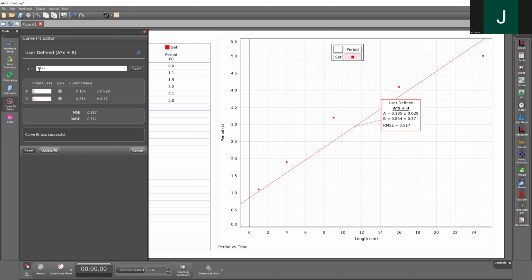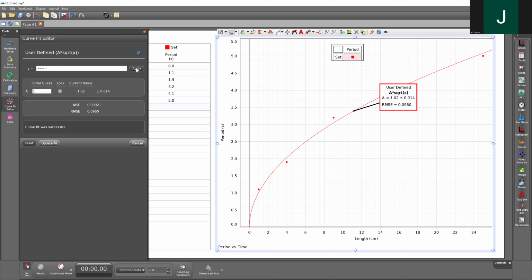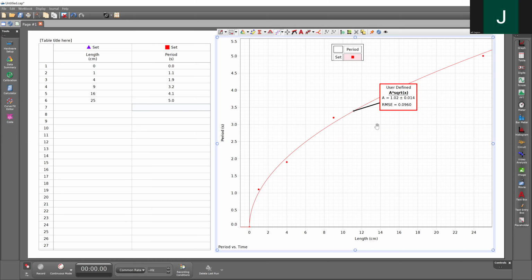So right now it's ax plus b. So I'm going to change that to a times, I'll leave the times there. And then I'm going to do sqrt, like for square root, open parentheses, x, close parentheses. So a times sqrt of x. Then if you hit apply, it should do the fit. Okay, great, it did that. You can get rid of this menu here just by clicking on curve fit editor again. And that's exactly what we want, right? So now it's doing this square root fit to our data.